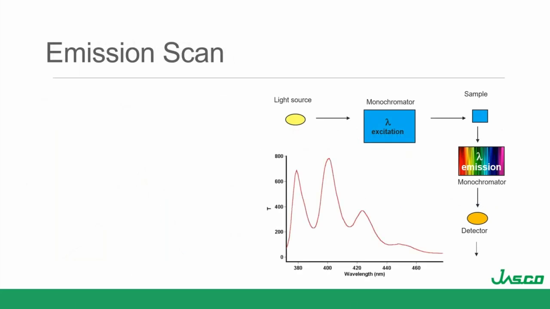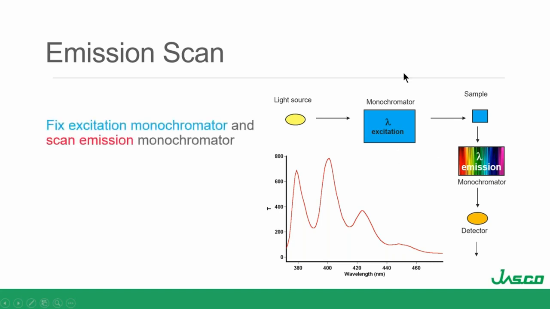For an emission scan, it's just the opposite, right? And you might be more familiar with this if you've done fluorescence. What we're going to do now is fix the excitation at the excitation maximum and scan emission. All right, we get this emission spectrum.